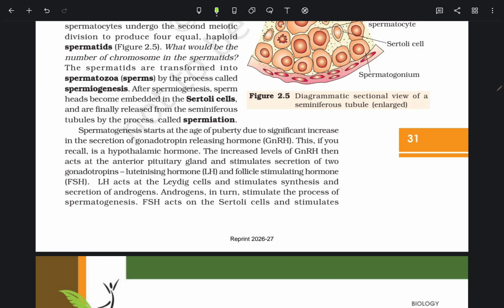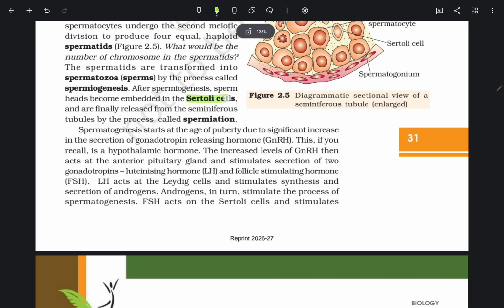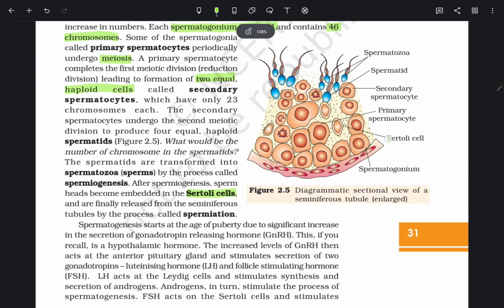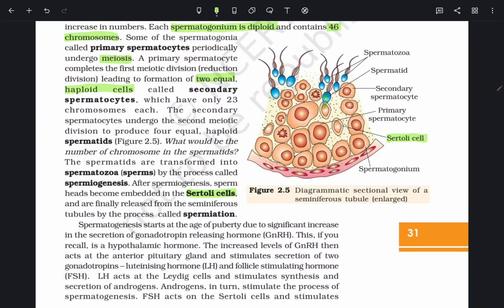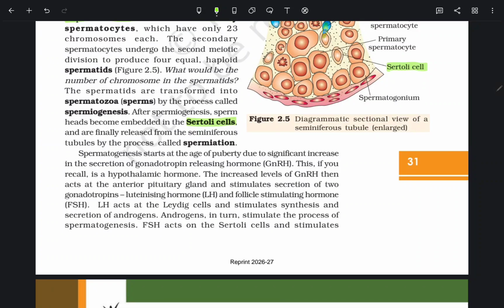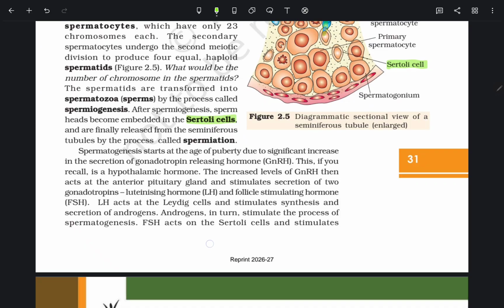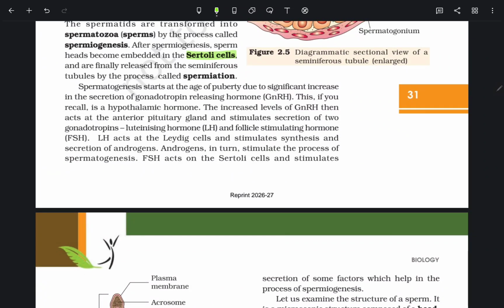After spermiogenesis, sperm heads become embedded in the Sertoli cells and are finally released from the seminiferous tubule by the process called spermiation.